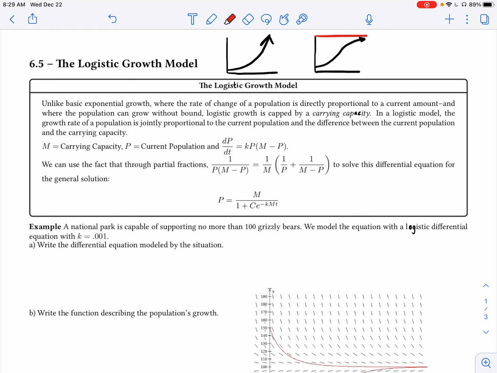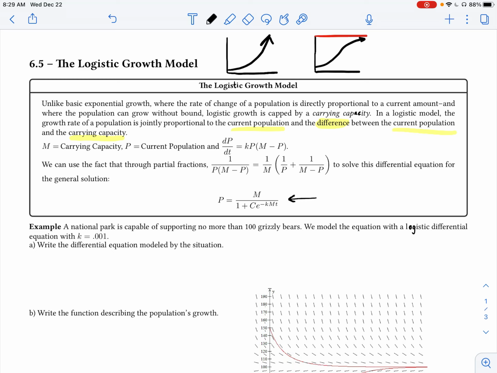So in a logistic model, the growth rate is jointly proportional to the current population and the difference. This is one of the big differences here, pardon the pun. It's jointly proportional to the current population and the difference between the current population and the carrying capacity. So we have the differential equation here that models logistic growth, and this is the population function, where we can determine the size of the population at a given time.